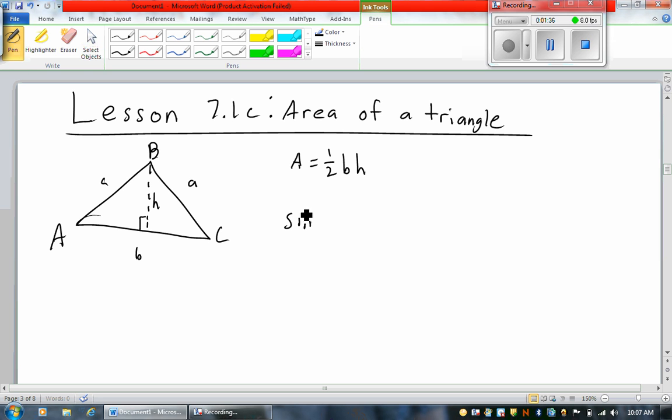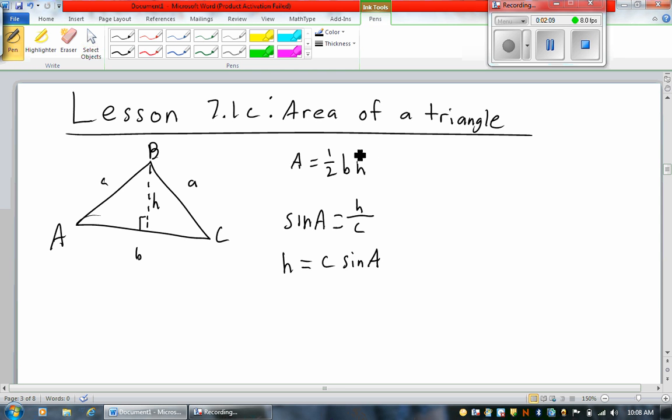Our sine of A equals, remember, opposite over hypotenuse. So our opposite of A is h in that right triangle, and our hypotenuse is c. So I'm going to rewrite that, just like when I was deriving the law of sines, and I get h equals c times the sine of A. Just cross multiply it. So now we have a value for h.